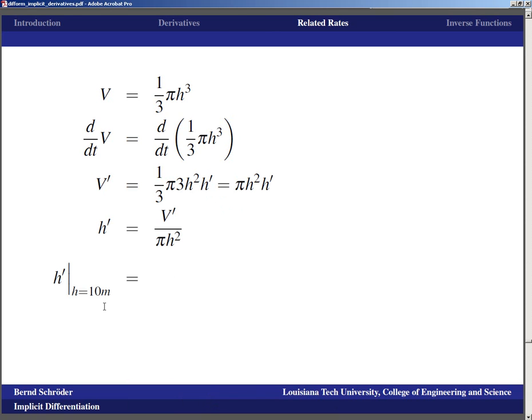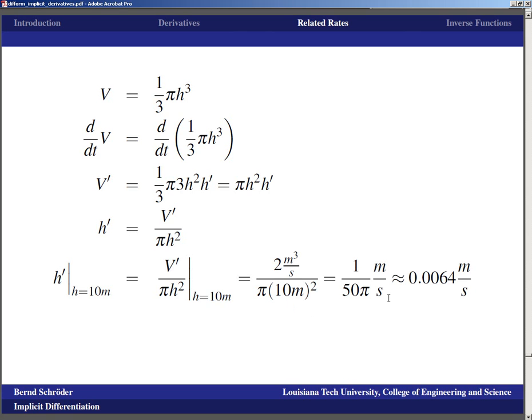And at a height of 10 meters, we just plug in the data that we have into V prime over pi h squared at h equals 10 meters. So that would be V prime is 2 cubic meters per second divided by pi times 10 meters squared. That would be 1/50 pi meters per second, which is the right unit, which is the first good sanity check that we ought to be right. And if you work that out, that's approximately 6.4 millimeters per second.